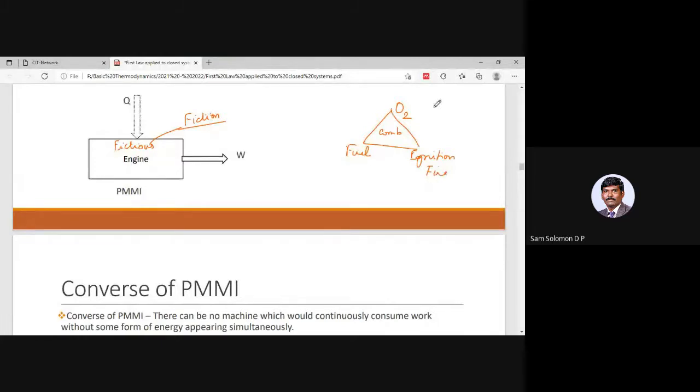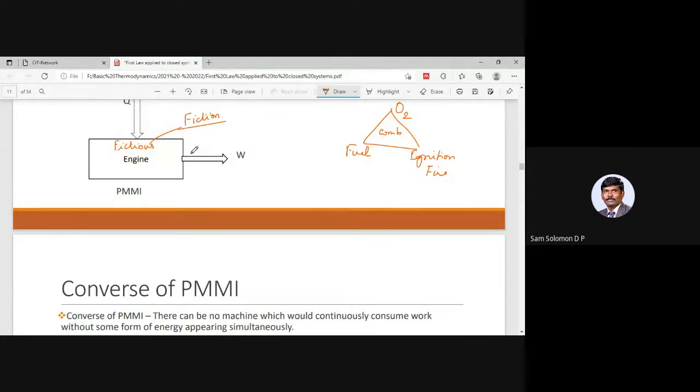So fire, fuel, and air. These 3 are required for a combustion process. If any one is missing, you can't have a combustion. You can have fuel, you can have fire, but if there is no air, then combustion is not possible. You have fuel and oxygen safely stored in the tank, but without any spark, combustion is not going to take place. So you require these 3 for a combustion process. And only when combustion takes place, the heat energy is converted into work.